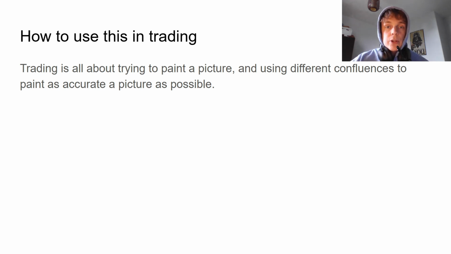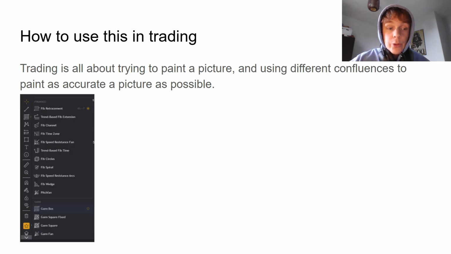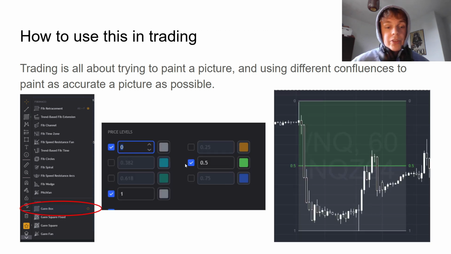So how can you use this in trading? Well, trading is all about trying to paint a picture and using different confluences to paint as accurate a picture as possible. And one of the confluences you can use is equilibrium, and you do this by selecting the Gann box down there. I don't know if I'm saying that right. Use these settings, so you have the 0, the 0.5 and the 1 selected. It should look something like this, and then you draw it from the top to the bottom of a move.